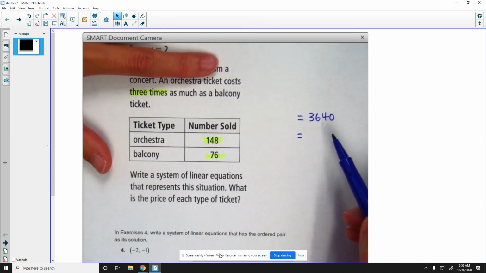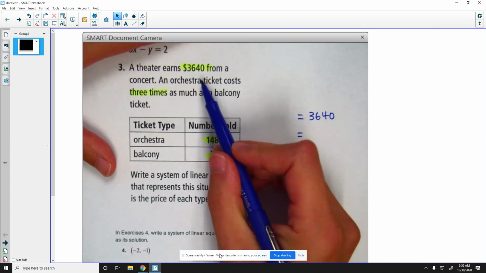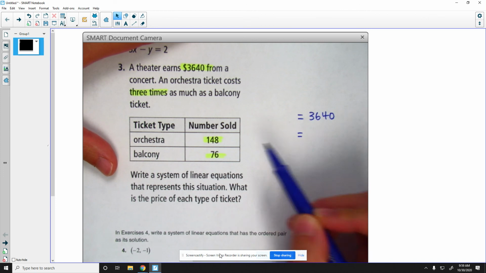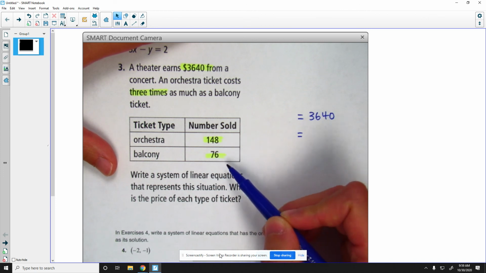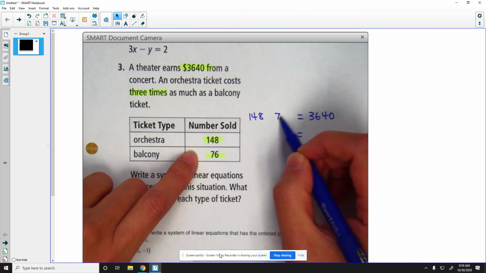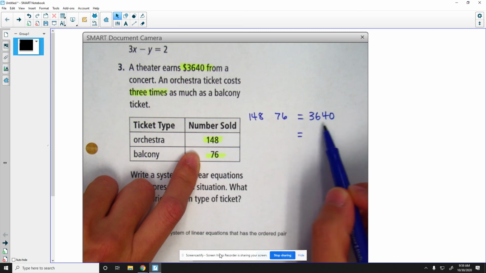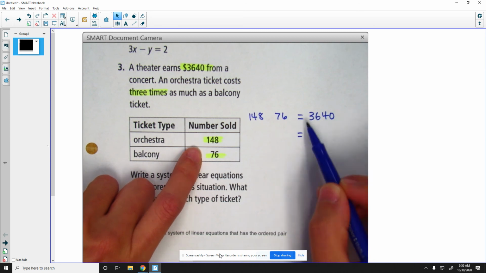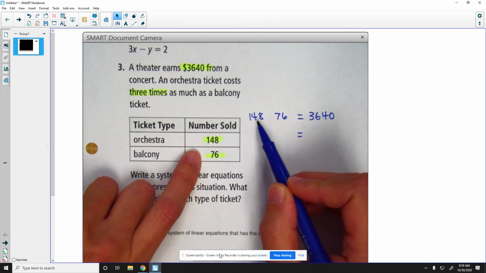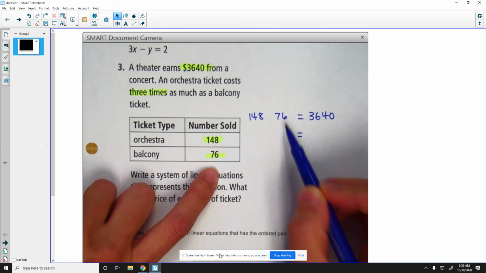It's like 224. You're overcomplicating it. So here's the total, 3,640. For what though? For orchestra and balcony tickets. So do you see how the 148 and the 76 go in the same sentence as this? Because this total of $3,640 is because I sold 148 seats here and 76 seats here.